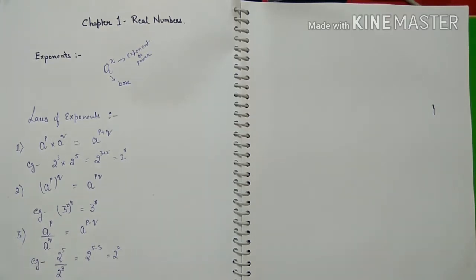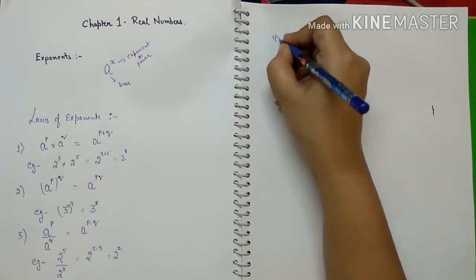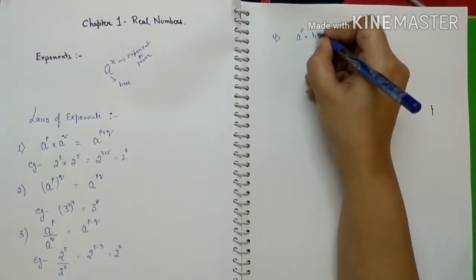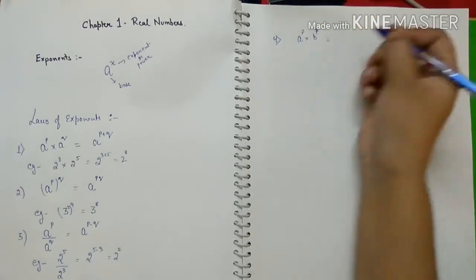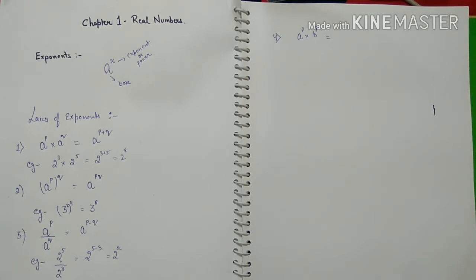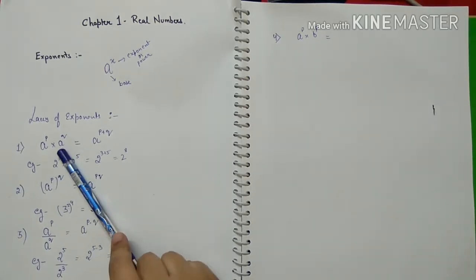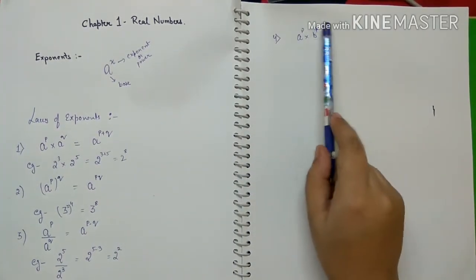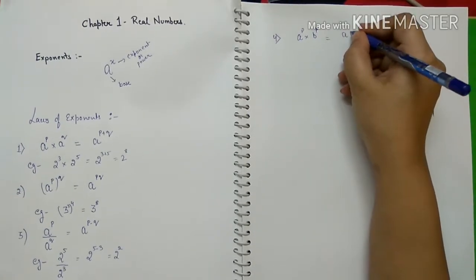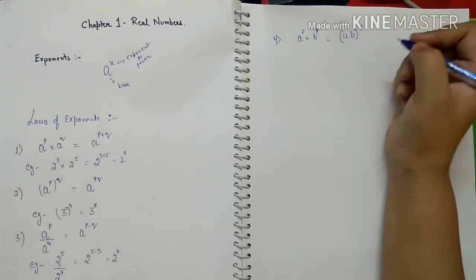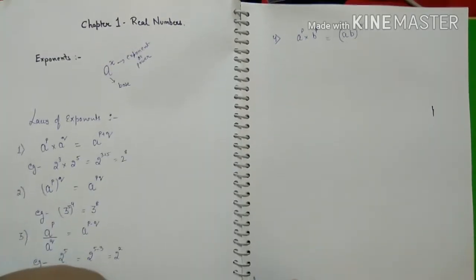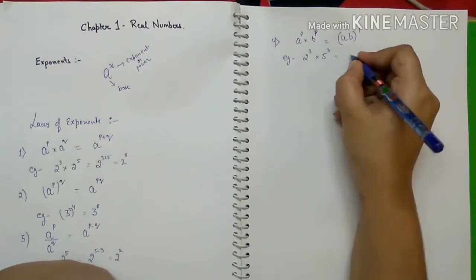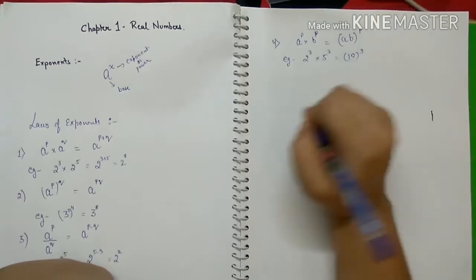We also have some more laws of exponent. For example, our fourth law, which says a raised to power p into b raised to power p. Now don't get confused between the first law and the fourth law. If you notice, the base in the first is the same, only the powers are different. But here the base is different but the powers are the same. So here we can write it as ab whole power p. So the bases get multiplied and we have the answer. For example, if we have 2 raised to power 3 into 5 raised to power 3, then we will have it as 10 raised to power 3.